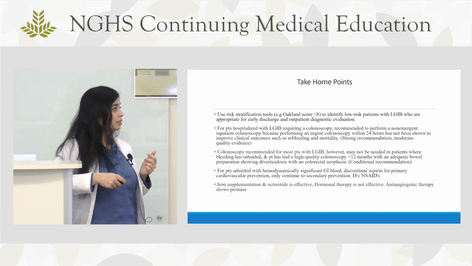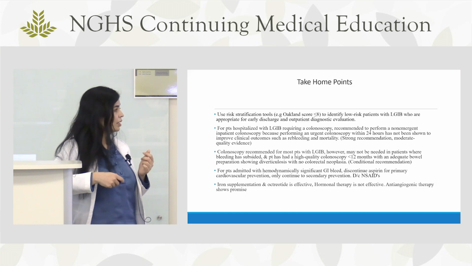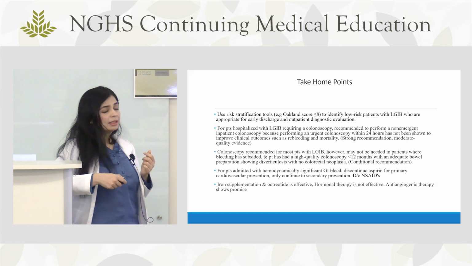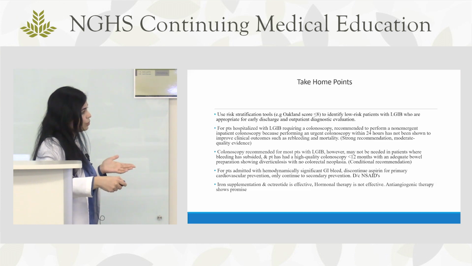Hemodynamically significant bleeding, discontinue the aspirin for primary prevention. You can continue it for secondary prevention. NSAIDs have to be discontinued. And then these are some of the medications that you can use to prevent rebleeding, which we discussed: iron, IV, oral, octreotide, hormonal therapy. They say that it is used, but it is not as effective as compared to octreotide.